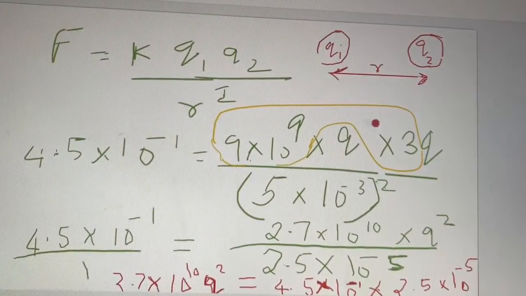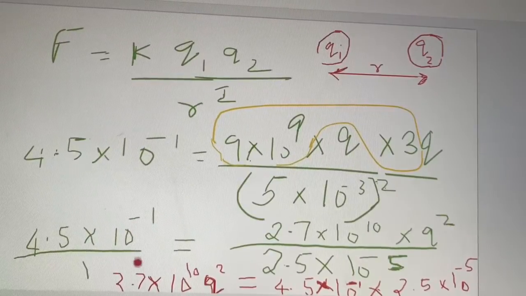Now in this equation, we have some numbers and we have some alphabets, so we can combine the numbers. We have combined 9 and 3 and this 10 to the power 9, which will become 2.7 times 10 to the power 10. And q and q, when they combine together, will become q square. And in the denominator, when we do the square of this, we get 2.5 times 10 to the power minus 5. Now here is a fraction which is 4.5 times 10 to the power minus 1 divided by 1.